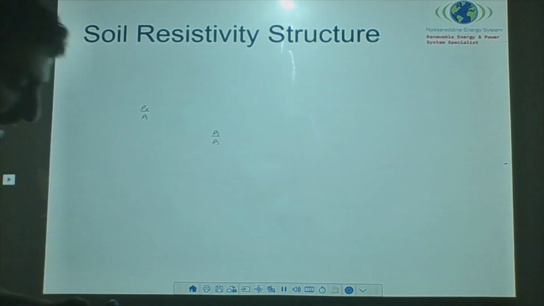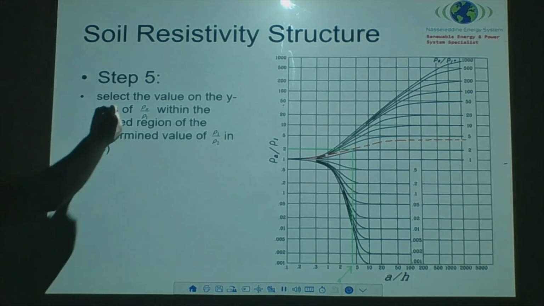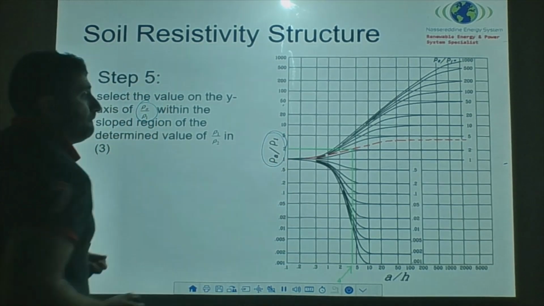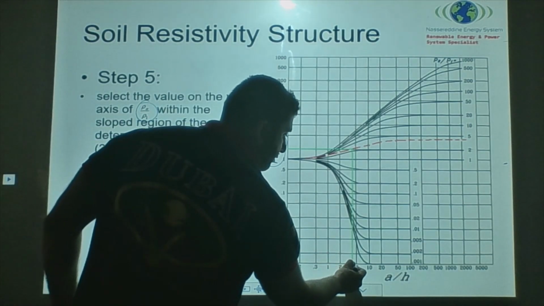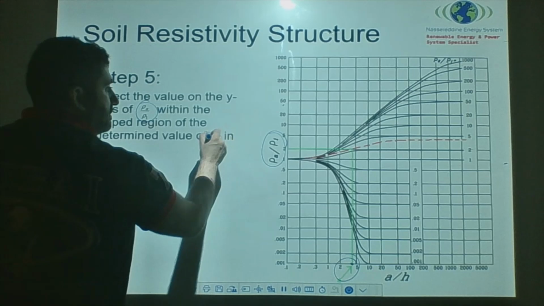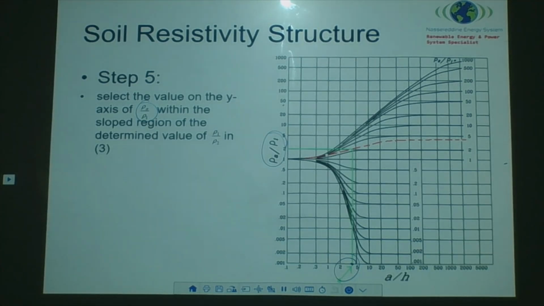So now I sketch this one. Then I need to select rho A over rho 1. That will tell me where the 4 is, and A over H. Where is it? Is that clear, guys?